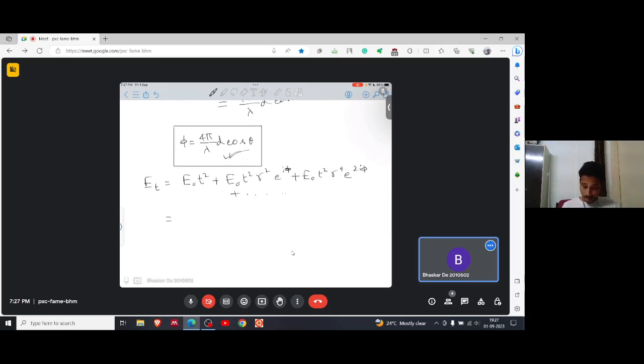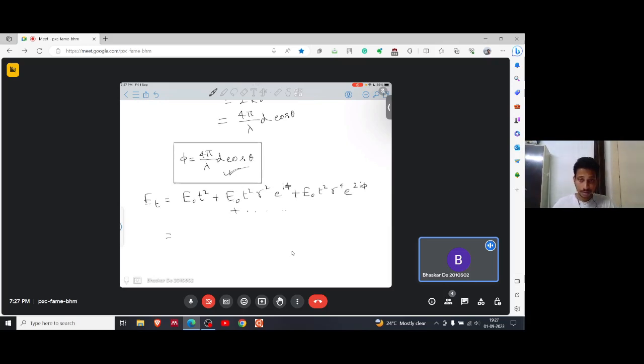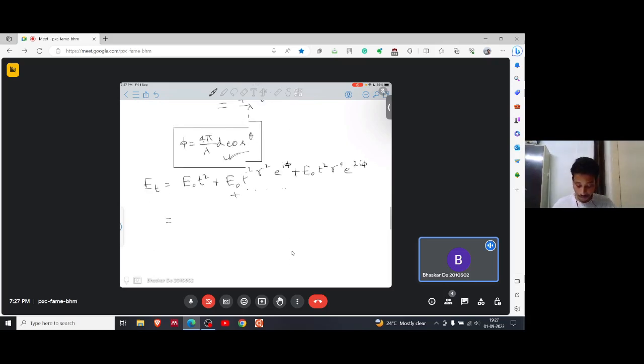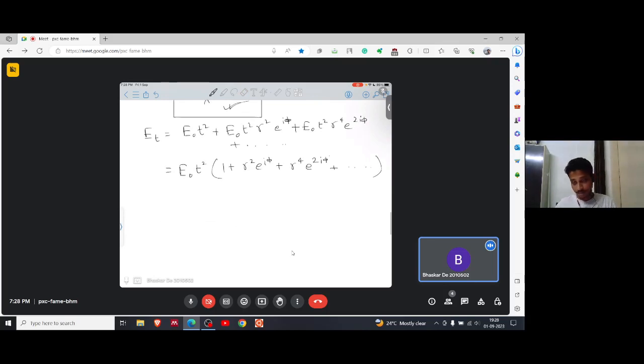So if you closely look at this expression, you can easily observe that this is basically a sum of a geometric progression series. So we will just take E naught t square common, and write it as 1 plus r square e to the power I phi plus r to the power 4 e to the power 2 I phi dot dot dot, and here it is the infinite GP series.